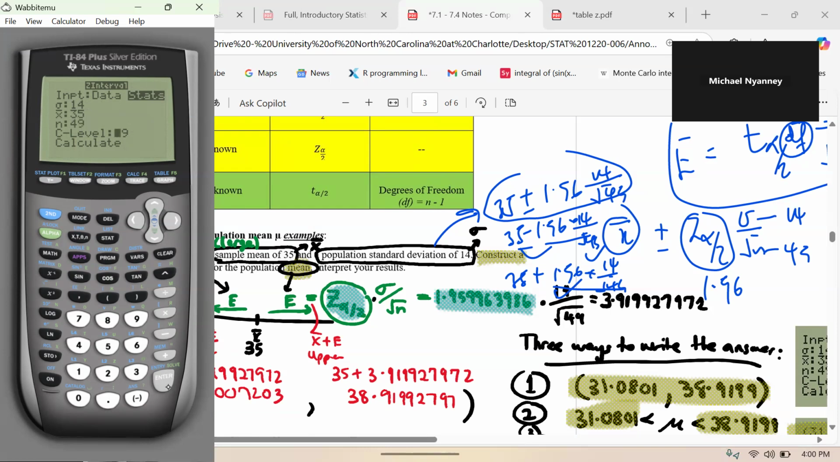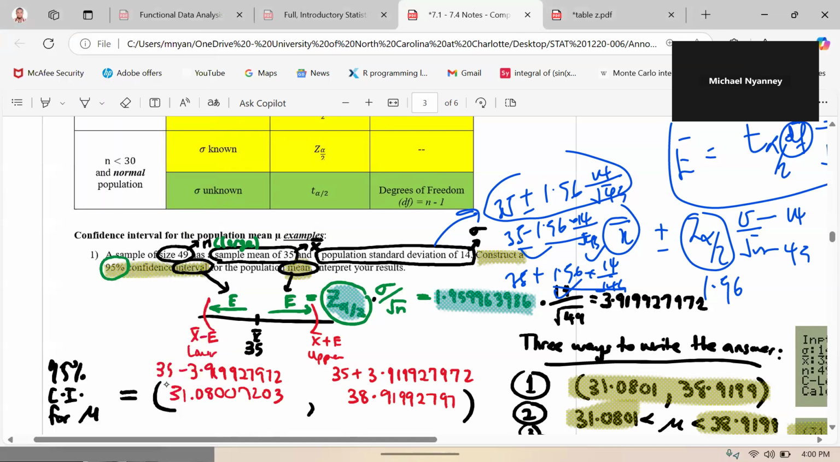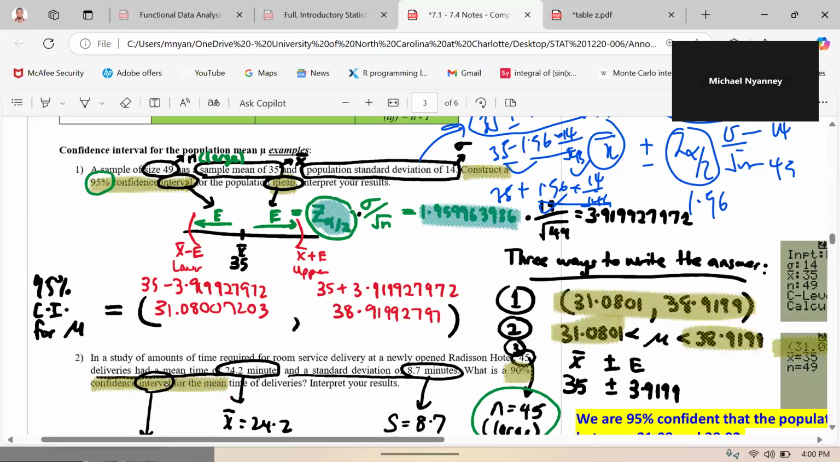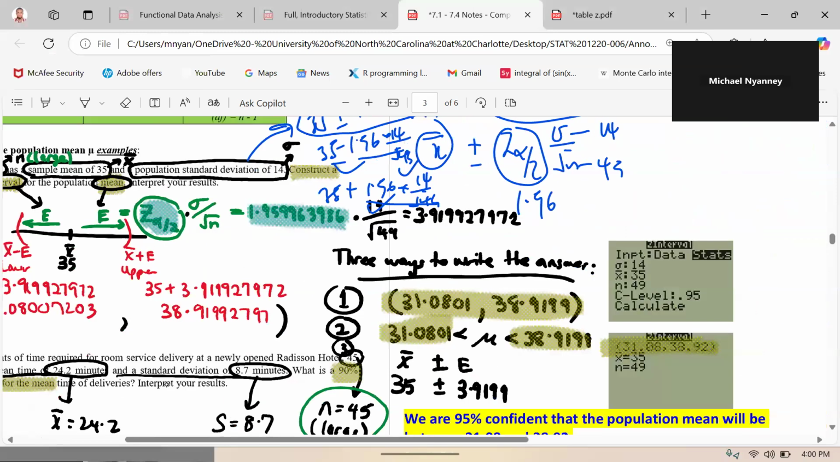And the C level, we are given 0.95. That's 95% as 0.95. So you supply the information: sigma is 14, x bar 35, N is 49. Then we are good to go. That is the interval that you see, 31.08 and 38.9. So this gives you the interval that we want. I hope you're okay. This is our normal calculation, and the calculator gave us the same value.